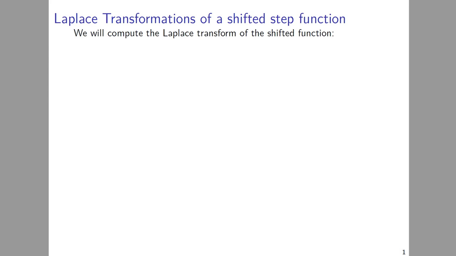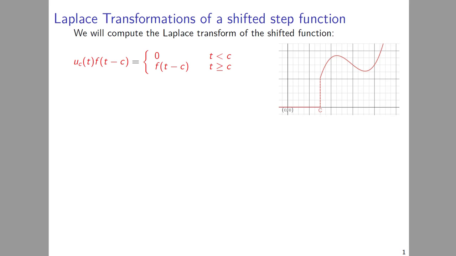In this video, we will compute the Laplace transform of the shifted function u sub c of t times f of t minus c. Recall that this looks like 0 for t less than c and f of t minus c for t bigger than or equal to c, because u sub c of t is 0 for t less than c and 1 for t bigger than or equal to c.